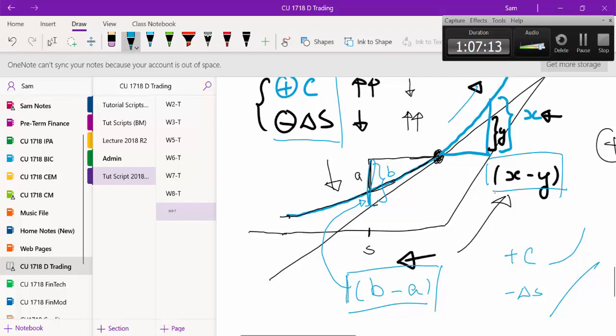And this gap here, ladies and gentlemen, there is a name for it. It's called gamma revenue. Okay? You go to any option trader, you talk to them about gamma revenue, they will understand what you are talking about. Okay?